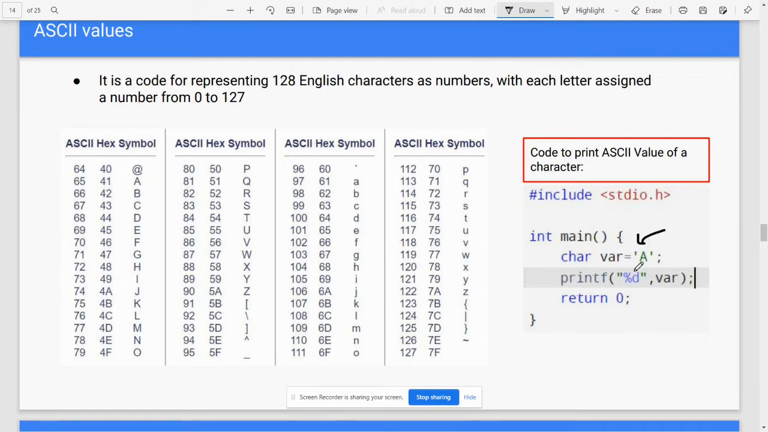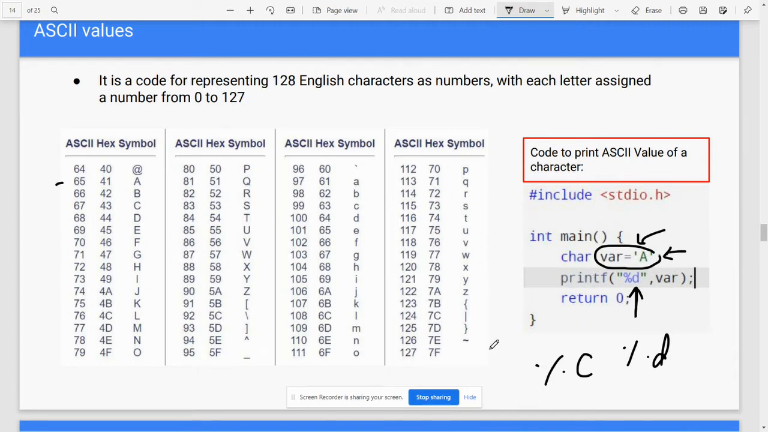Like I already told you in the beginning of the lectures, to print any character, you have to write %c here. If you write %c, you are going to get the same character that you have defined here, A. But if you write %d, it will give you the ASCII value of the variable that is stored here, which is A. So it will give you this particular value, 65.